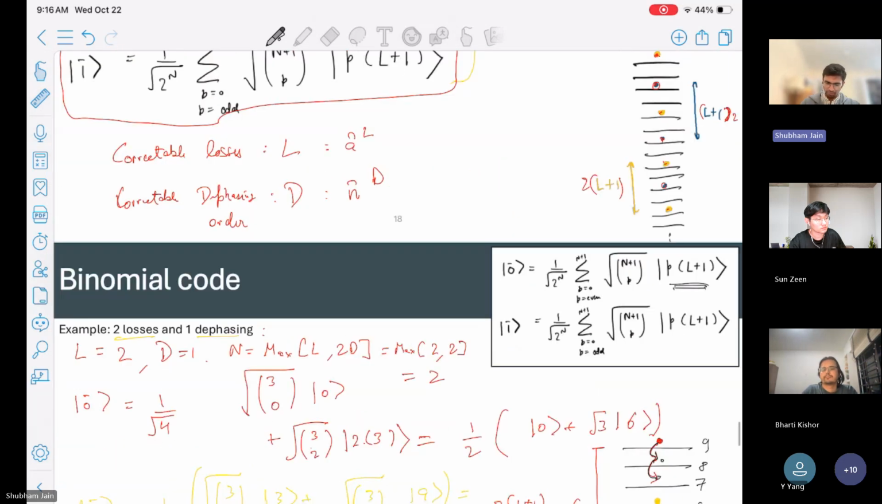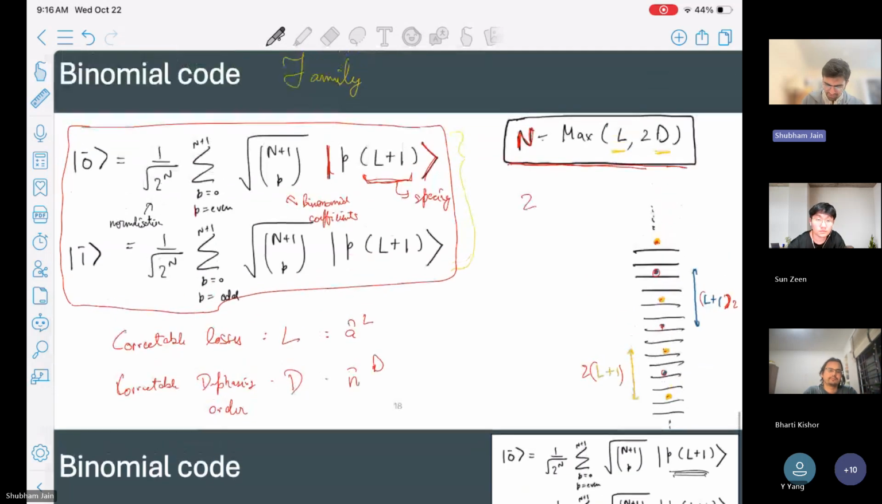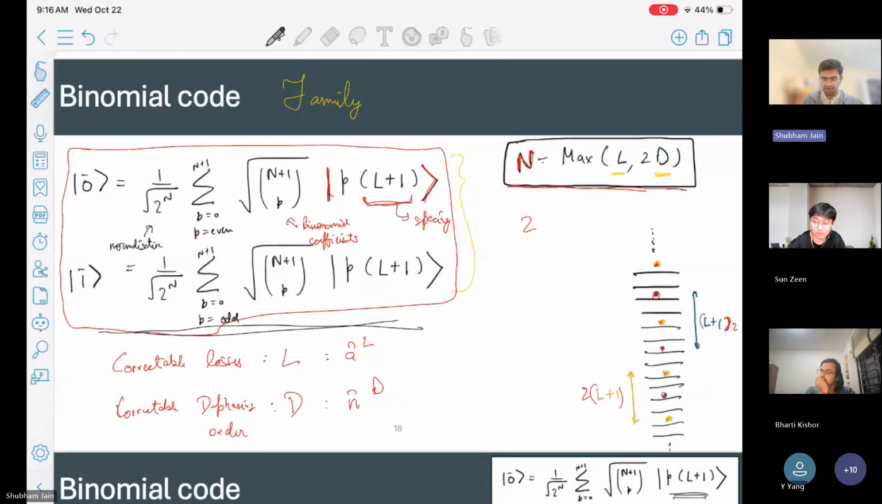And if you're feeling even more rigorous, you can take the general form of these binomial codes and plug in all of the Knill-Laflamme conditions for all the errors up to loss errors L and dephasing error D. You will see that all of them are satisfied because of the special structure of these binomial coefficients. The off diagonals are satisfied just because of the spacing, and the diagonal conditions where the overlaps are not zero are satisfied because the averages of these binomial coefficients are the same for the two states. Hope that makes sense.